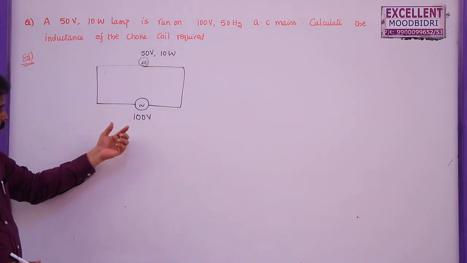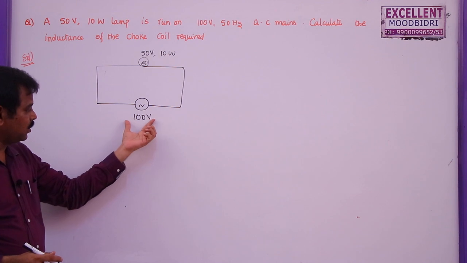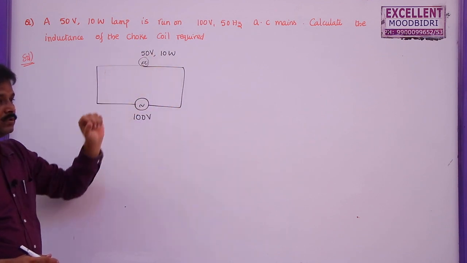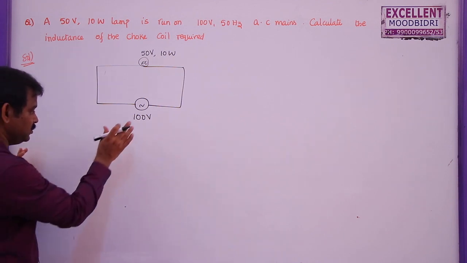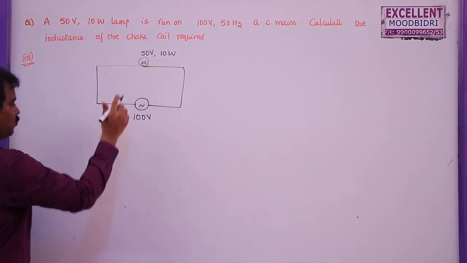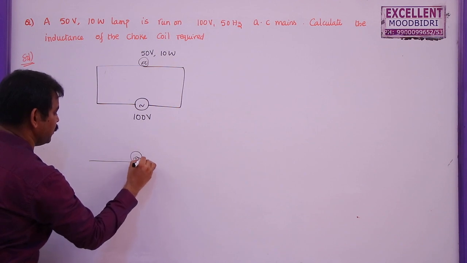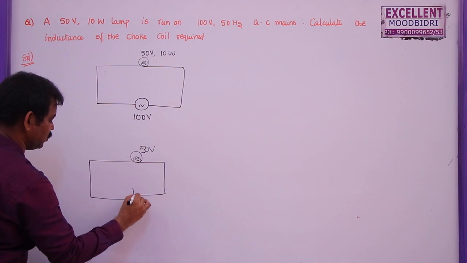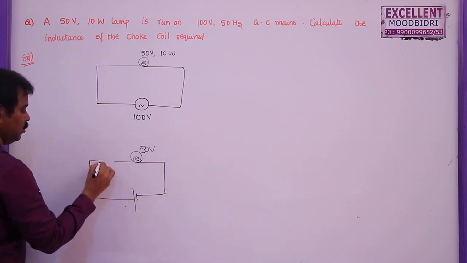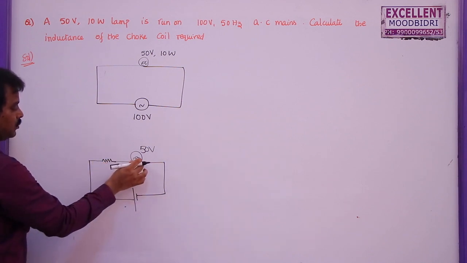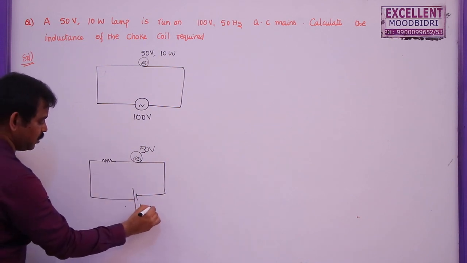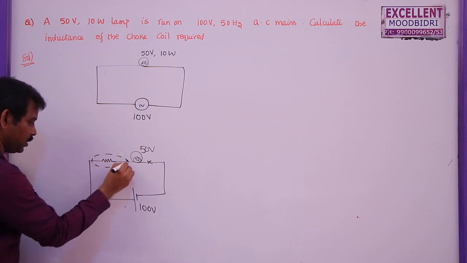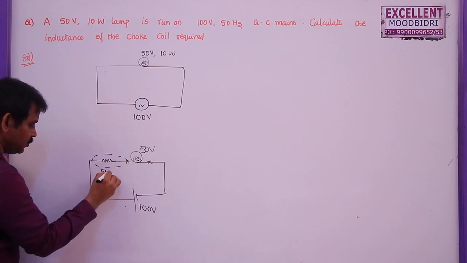You can see the input voltage is 100 volts, but the voltage required for this bulb to work is only 50 volts. So now, instead of an AC source, let me take one DC source here. This is a bulb of 50 volts, connected to a battery. What is the resistance required for this bulb to work? As it is 100 volts, here 50 volts will drop. What must be the voltage drop across this resistor? This must be 50 volts.